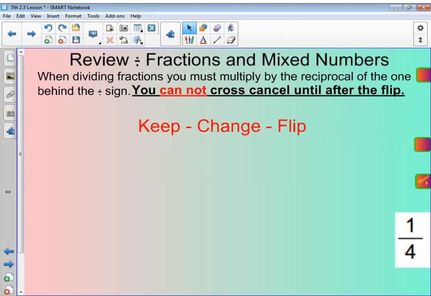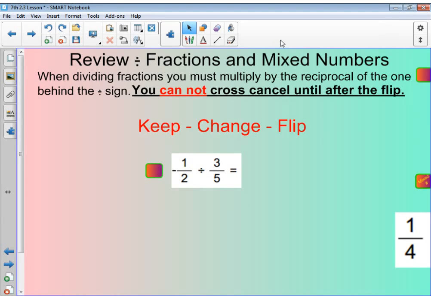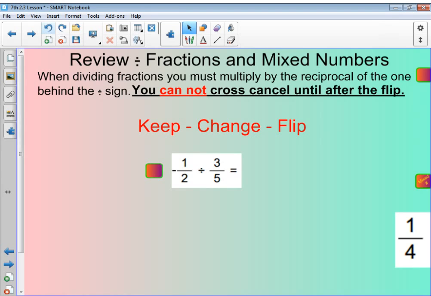Okay, so let's go through and do another one. So we have negative 1/2 divided by 3/5. This one I want you to try on your own. You're gonna keep, you're gonna change, and you're gonna flip. And this first one here, this is a negative 1/2. I know that they kind of blend together, but that's negative 1/2. So go ahead and do your process, and then check back in just a minute to see what your final answer should have been. You should have gotten -5/6 for that one.